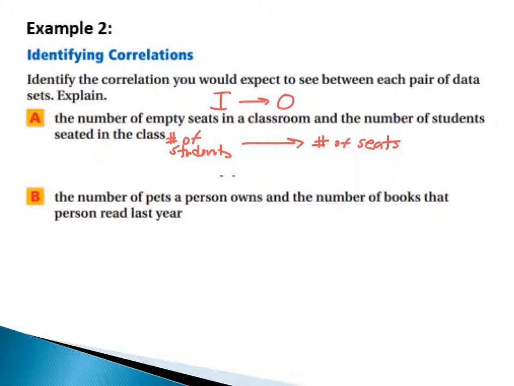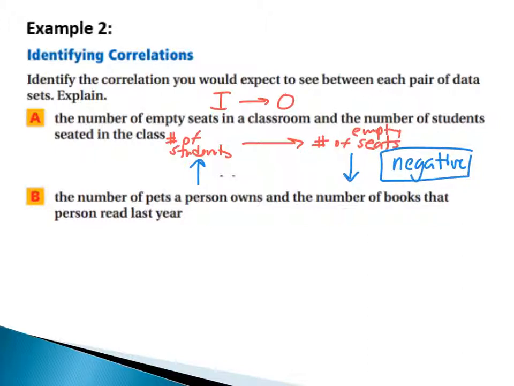Okay, so let's think about this. Here's what I want you to think about. Remember, the input we're always going to view is increasing. So if I increase the number of students in my class, what do you think is going to happen to the number of empty seats? Well, if you think about it, it's pretty obvious. The number of empty seats should decrease. That means I'm going to have more students. More students are going to fill those seats. The empty seats are going to decrease. So what sort of relationship do you have there? It is negative.